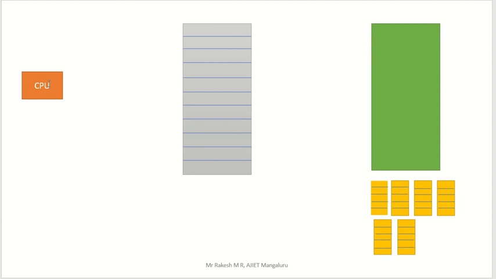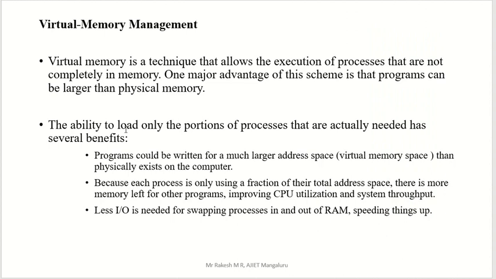But here the CPU thinks that P1 is there, P2 is there, but actually only some of the pages are in main memory. That is the concept of virtual memory. The ability to load only a portion of the process, that is, some of the pages that are actually needed, has several benefits. That is, a program could be written for a much larger address space than physically exists in the computer, and there are some other advantages.